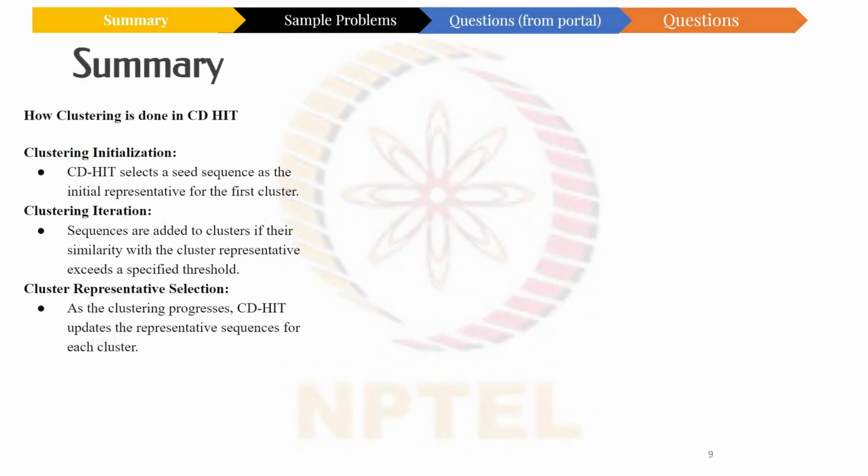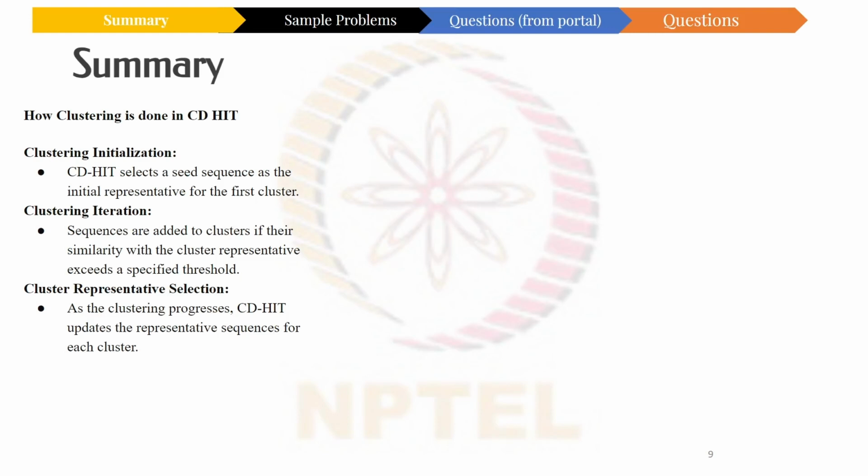Coming to the clustering process in CD-HIT, it uses a greedy incremental clustering algorithm, wherein sequences are first sorted in order of decreasing length. That is, longer sequences first, the shorter sequences at the last. The longest one becomes the representative of the first cluster. Then each remaining sequence is compared to the representatives of the existing clusters. If the similarity with any representative is above the given threshold, it is grouped into that cluster.